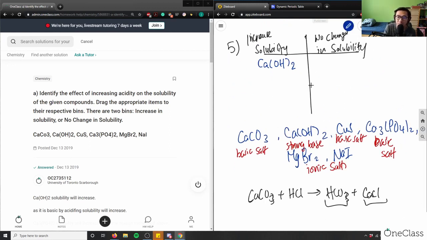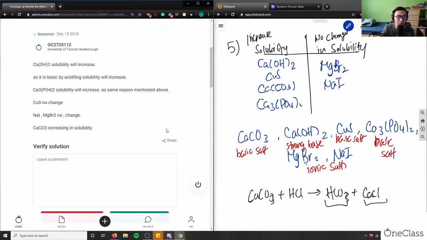So I can write basic salt would also be CuS, CaCO3, and Ca3PO4, and no change in solubility would be my ionic salts, right? Because these are products of strong base and strong acid neutralization reaction. So MgBr2 and NaI would not change in solubility.